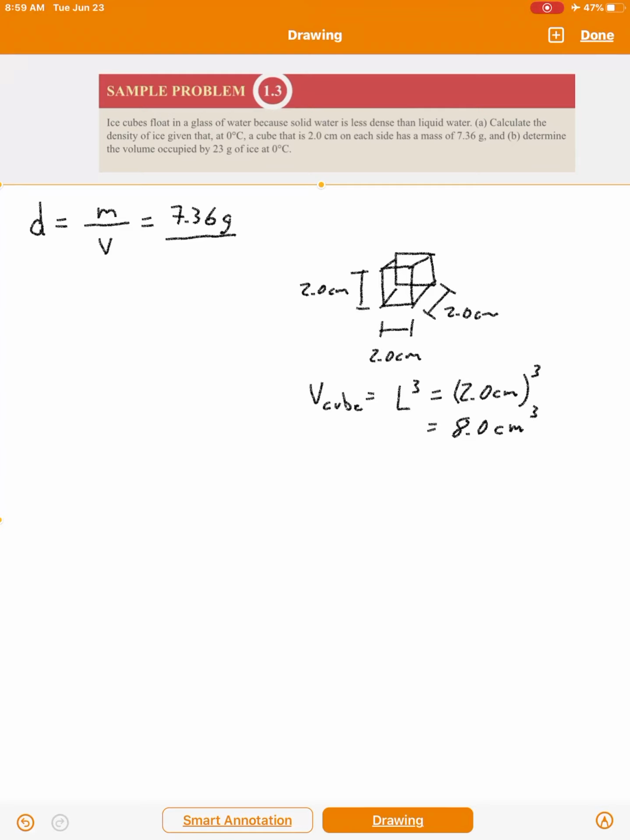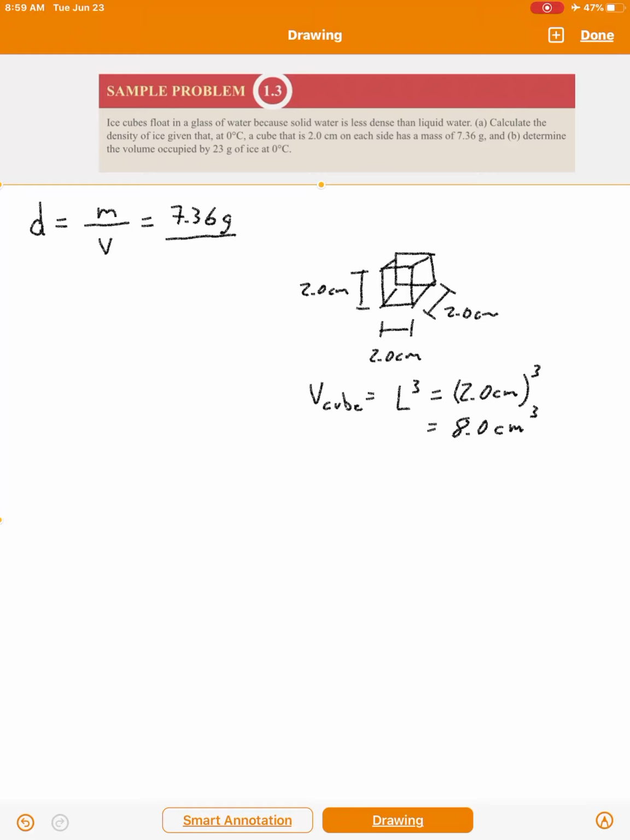So when you do an operation on a measurement, this is called a measurement. A measurement has a numerical value, 2.0 for example, but it also has a unit. Typically it has a unit. So the unit is centimeters. So the operation is we're cubing this measurement. So if you cube the measurement, you cube the number, so 2.0 cubed is 8.0, but you also cube the unit. So centimeter becomes centimeter cubed.